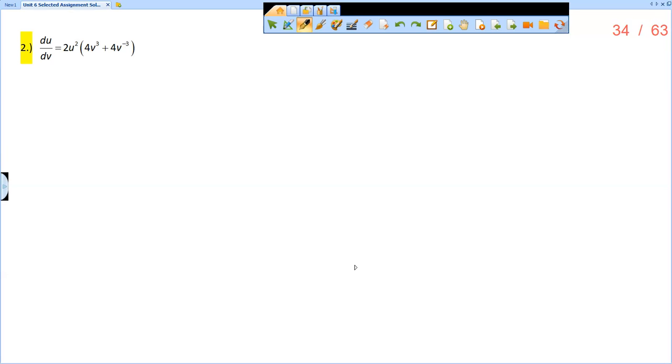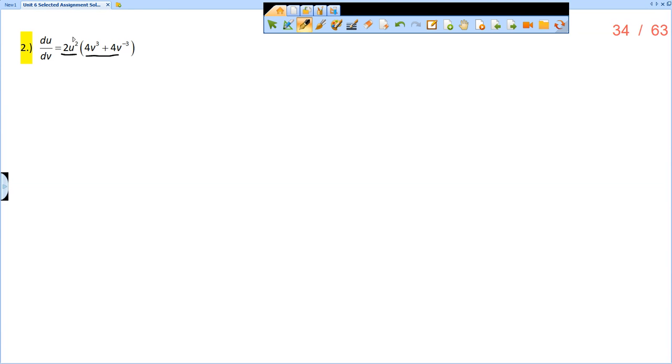This is the solution video for section 6.3, problem number 2. The problem says solve each differential equation. Basically we have to recognize that we have two variables here, u and v. I have 2u squared, and then on the inside here I have some stuff with v's. The first step in solving a differential equation is to separate the variables.